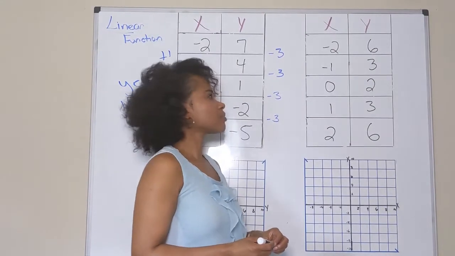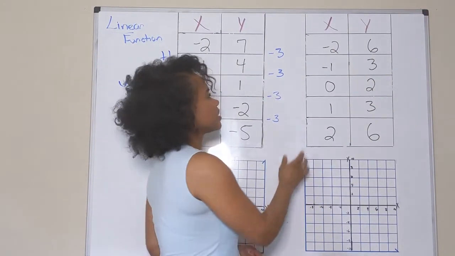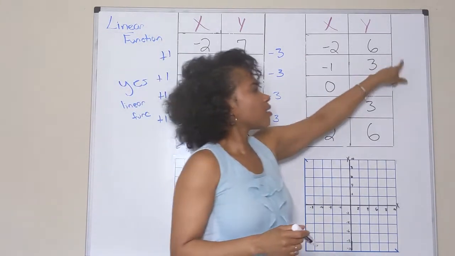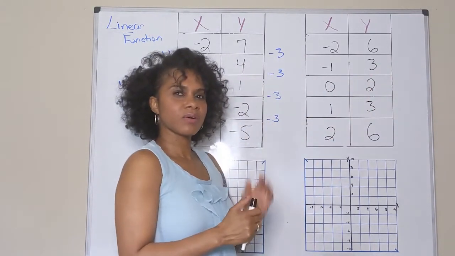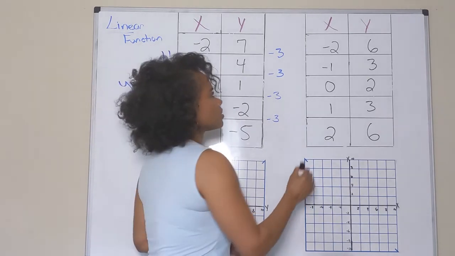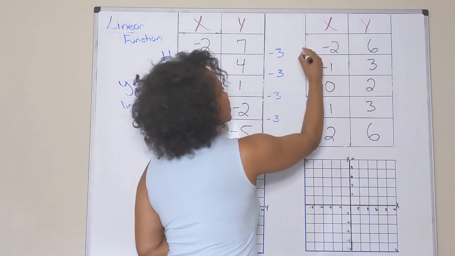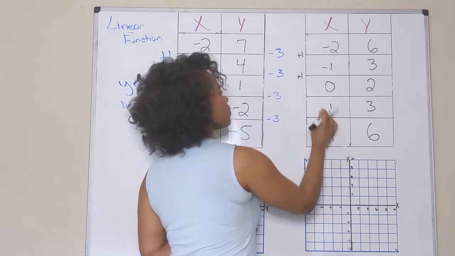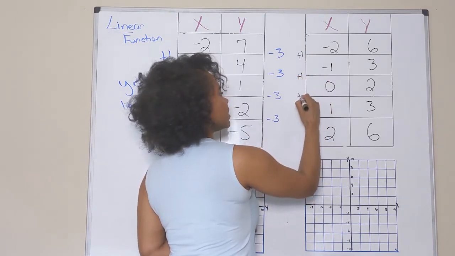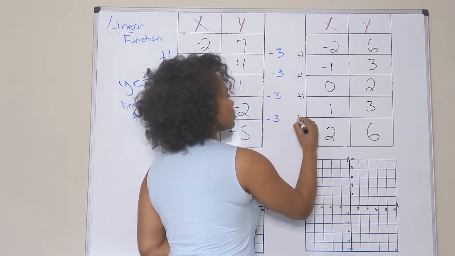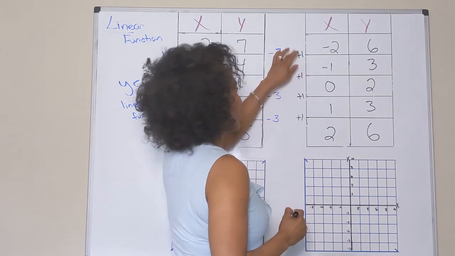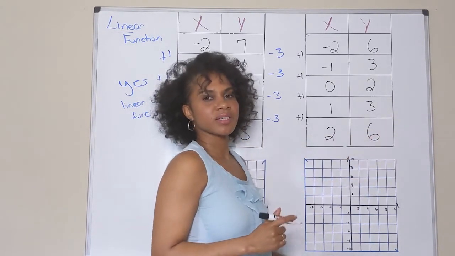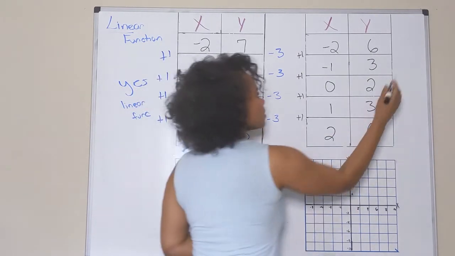All right, so let's try another problem here. Again, we want to see if there's a constant change in my x value along with a constant change in my corresponding y values. So from -2 to -1, again, we're adding 1, -1 to 0, adding 1, 0 to 1, adding 1, 1 to 2, adding 1. So I do have my constant change with my x values. Now let's check to see if there's a constant change with my y values.